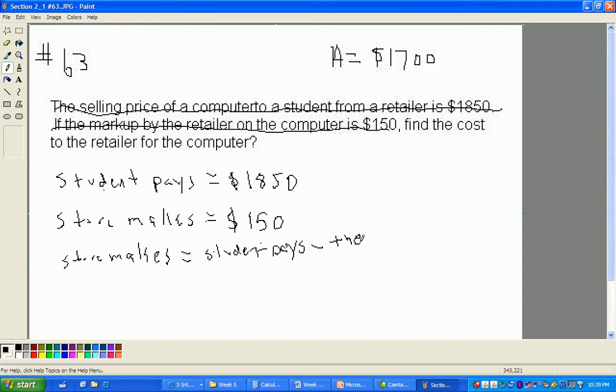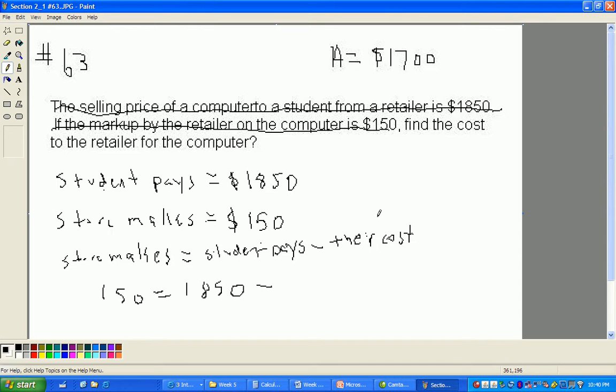Well, now we can see how it's so nice to put things in our own words, because we now have made an equation without knowing it. The store makes 150. We have down here store makes. The store makes 150 is equal to what students pay. The student pays $1,850 minus their cost, so how much they pay for the computer, right? And a trick we can do here is we can designate this by a variable x.